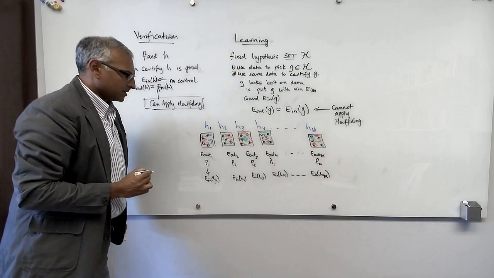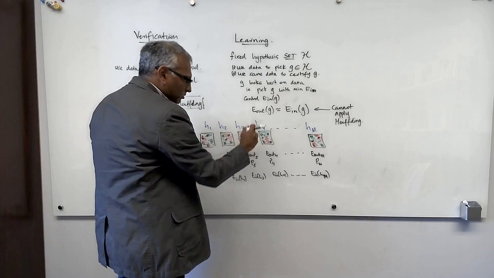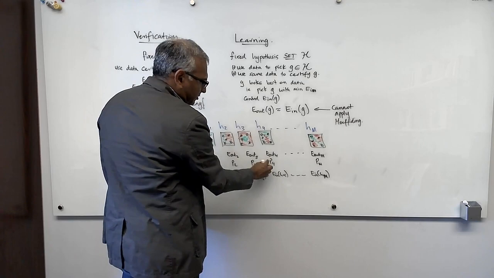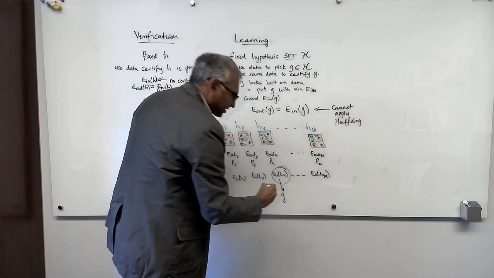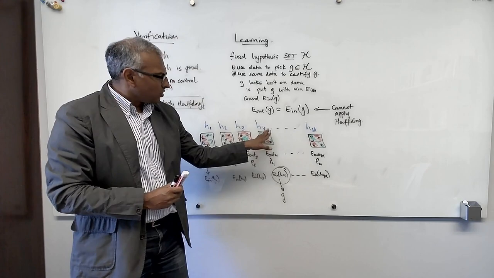But now, here's the key, and this is the problem. You're going to pick, let's say this hypothesis managed to separate the green from the red perfectly. So all the data points here were green. So you pick this guy, and that guy becomes your g. So this is what's happening in learning. The data is used to pick this guy because all the data points ended up green here.